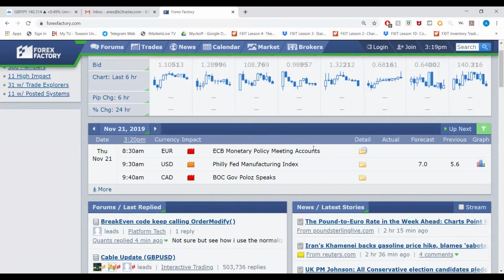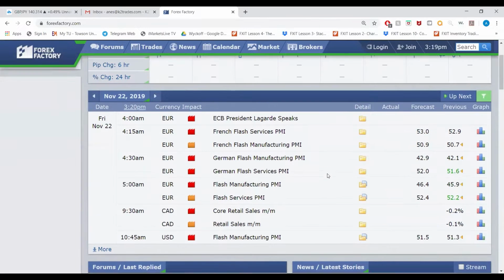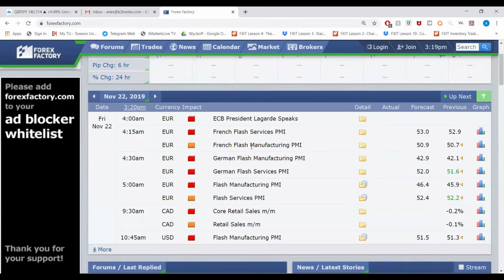Thursday we have ECB meeting and Bank of Canada governor speaking. So this would also bring some volatility. And Friday, actually Friday is the only day that has a lot of red folders, mainly euro.